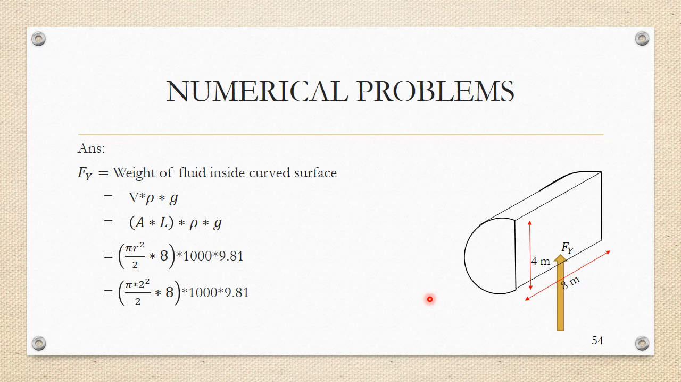Substituting the values, we will obtain Fy to be equal to 493,104.38 Newton or 493.104 kilonewton. But Fy is acting, as you can see, in the upward direction because actually there is no fluid inside the curved surface, fluid is outside the curved surface. Though we find out Fy as if the water was contained inside the curved surface, since the water is not actually there, Fy is given the opposite direction.